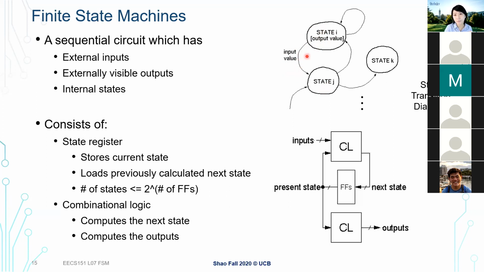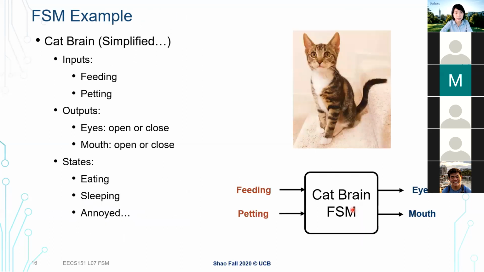In today's class, we'll have a very simple example to express at a high level what a finite state machine is, what the different building blocks of the finite state machine are, and why we need those two categories of combinational logic and also the flip-flop registers to store our current state.